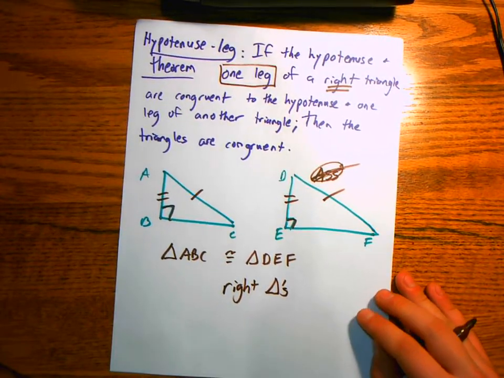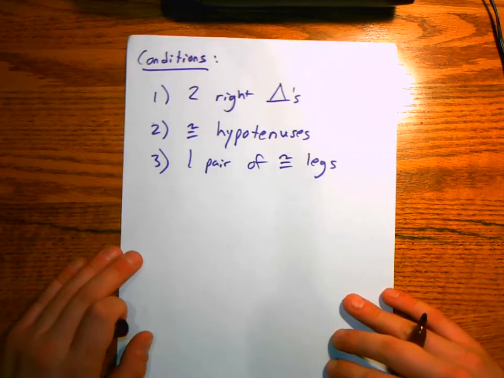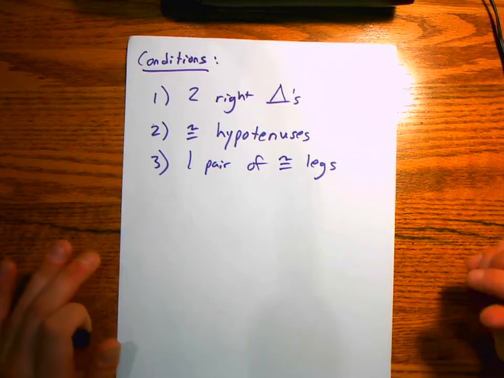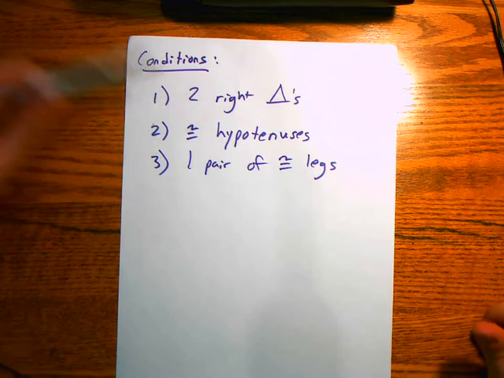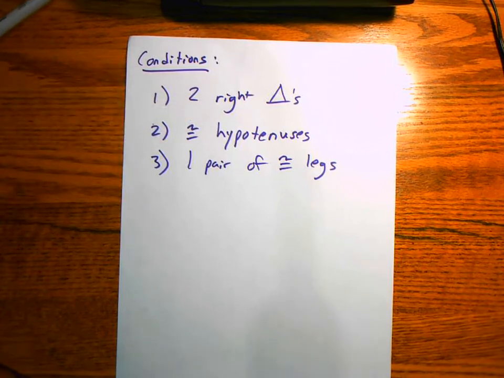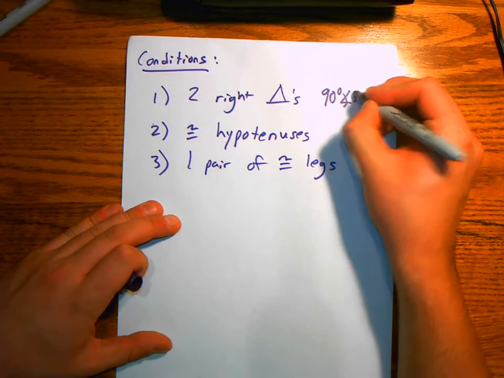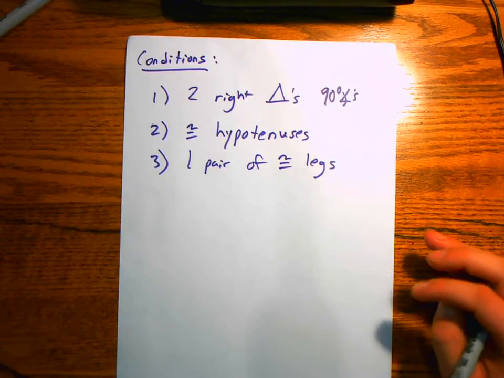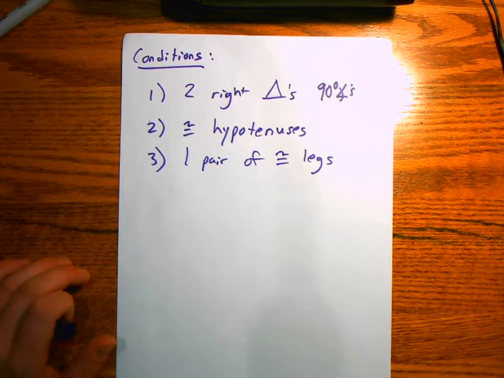Okay? And some of the other conditions that are kind of included within the theorem, but I wrote them out in a bit more detailed and explicit bullet points, is that the two triangles must be right triangles. They have to have 90-degree angles, or one of them is a 90-degree angle. And then the hypotenuse must be congruent and one pair of congruent legs.